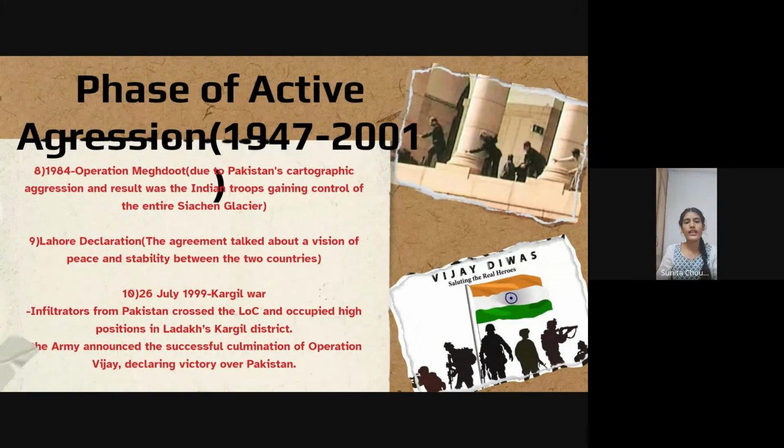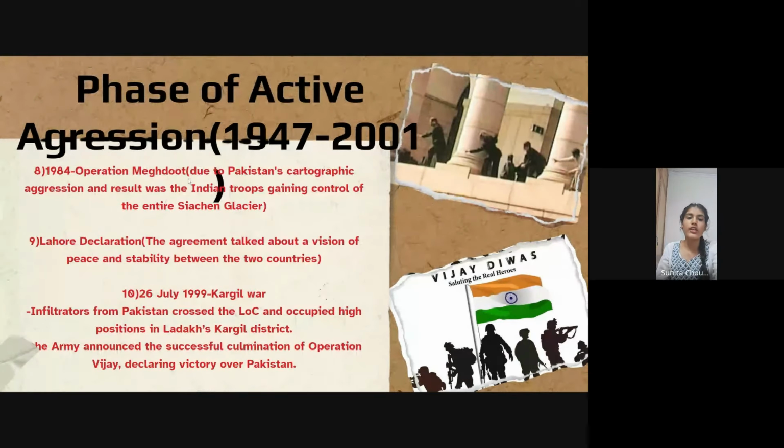Now here I will talk about why the Siachen glacier is important. As we know, the Siachen glacier is one of the highest points in the world. For Pakistan it is important because it gives Pakistan and China connectivity, and as we know, both are somewhere posing threats to India. And for India it is important because it is the highest point and from here India can keep an eye on both Pakistan and China. So for India it is strategically important. Then the Lahore Declaration happened; the agreement talked about a vision of peace and stability between the two countries.